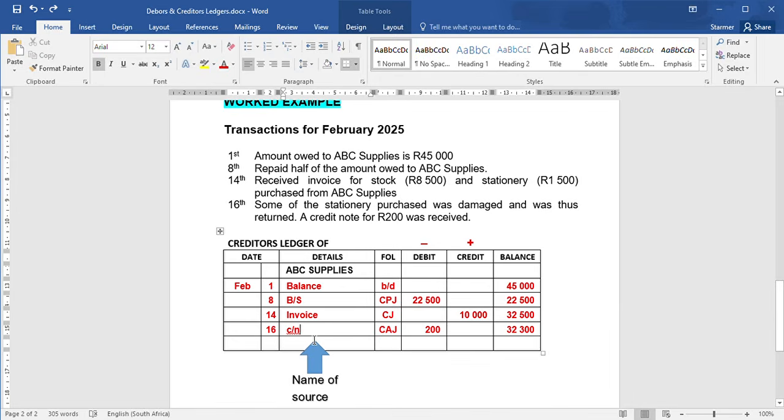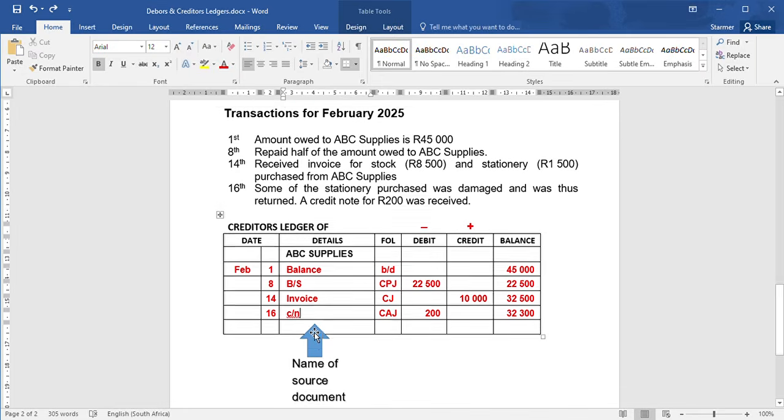Just in terms of this credit note, it's also acceptable for you to write debit note here. Some of the textbooks use debit note, which is fine. I just use credit note because that's actually the document that we receive, and only when we receive the credit note from our creditor do we make an entry in the creditor's ledger. But if you use debit note, it will still be marked correct.